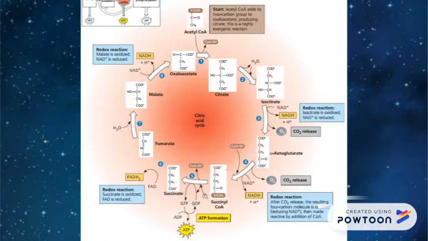The citric acid cycle has 8 steps, each catalyzed by a specific enzyme. For each turn of the cycle, 2 carbons enter in the reduced form of an acetyl group and 2 carbons leave in the oxidized form of CO2 molecules.